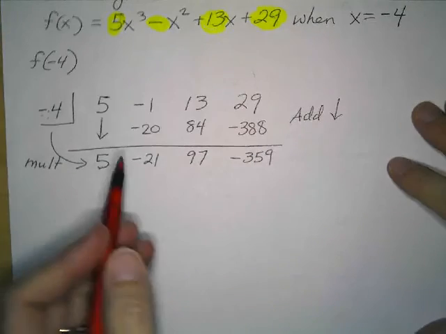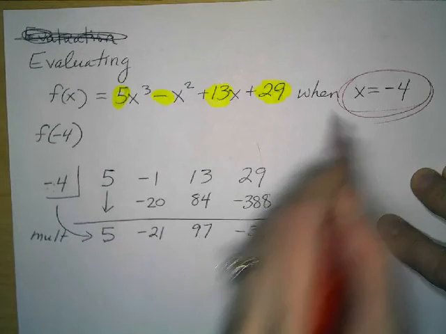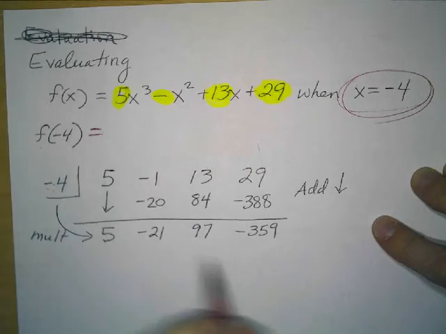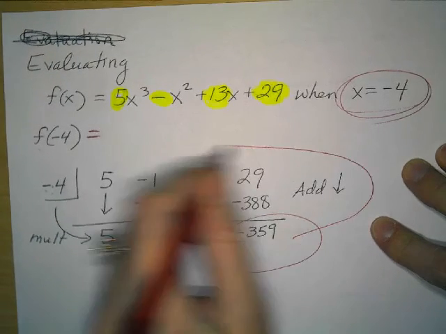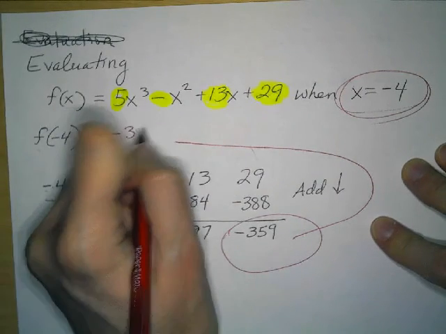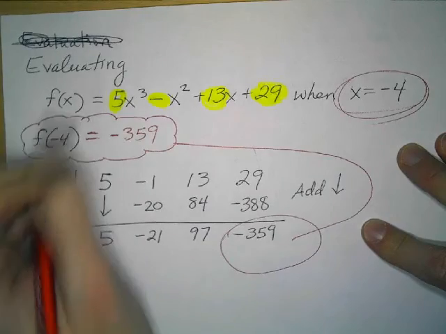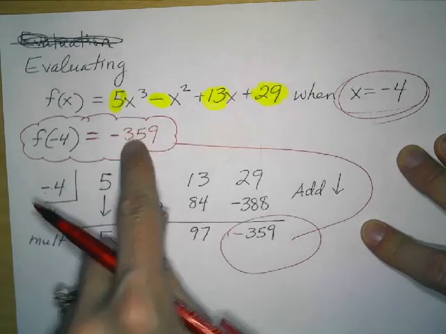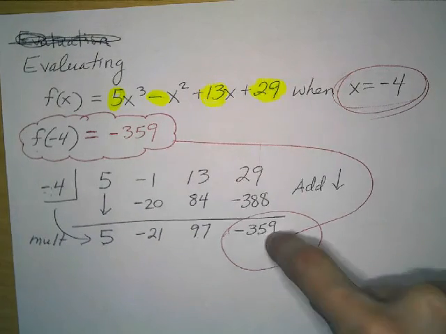Okay, now this time it's different. This time it didn't say to divide the problem. It said to evaluate it when x equals -4. It's like we're finding f of -4. And so what's kind of interesting about this is this remainder is the answer to the problem, -359. If you plugged in -4 where all the x's were and did it that way, you'd still get -359. Basically, your remainder is your answer. Yeah, the remainder is the answer.